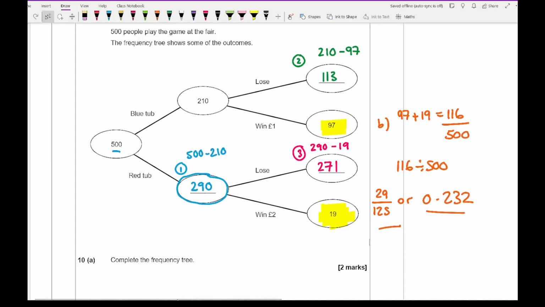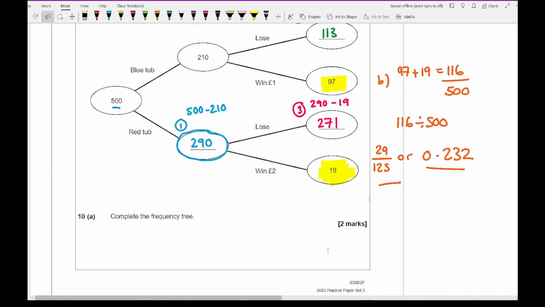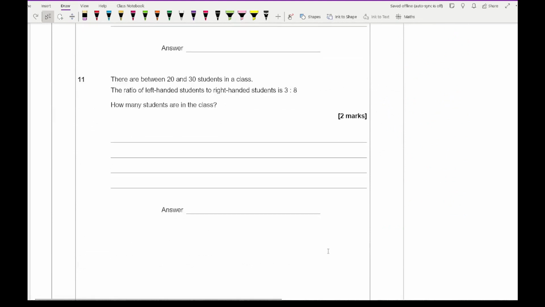Moving on to our next question, question 11. It says that there are between 20 and 30 students in a class. The ratio of left-handed students to right-handed students is in the ratio of 3 to 8. How many students are there in the class?